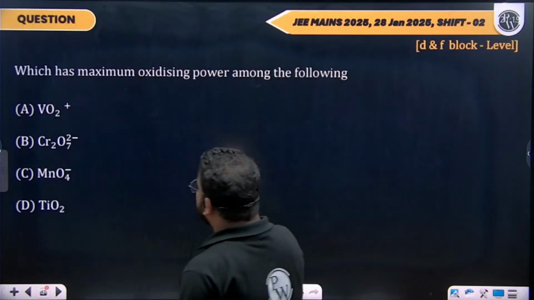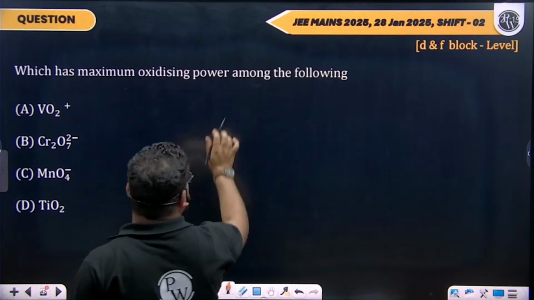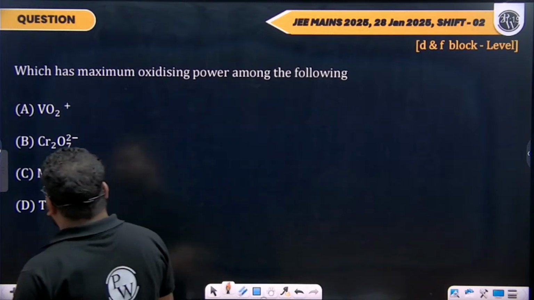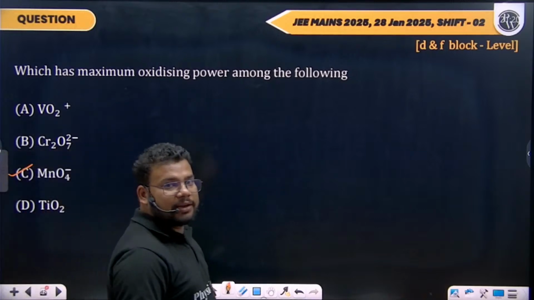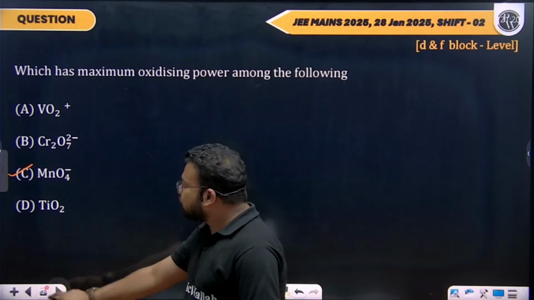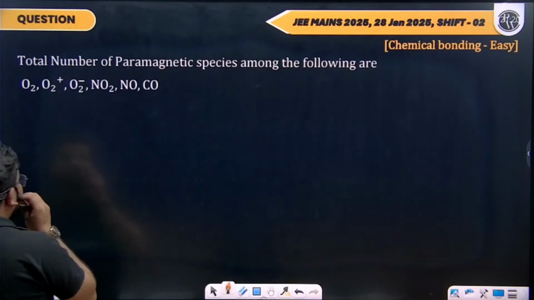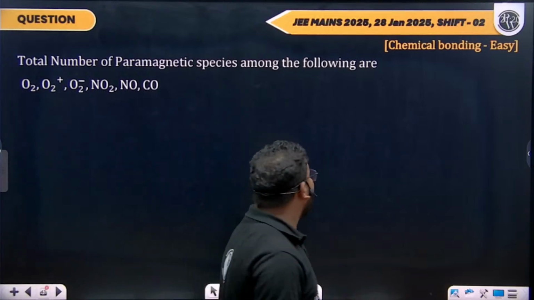Okay, second: which of the following has maximum oxidizing power among them? It was a very easy question. We all know MnO4 minus has the maximum oxidizing power. Question number three: total number of paramagnetic species among the following.